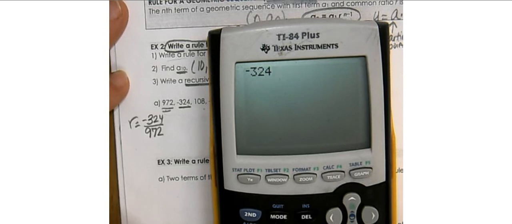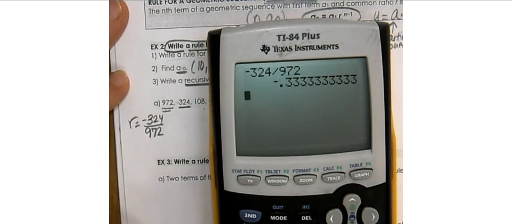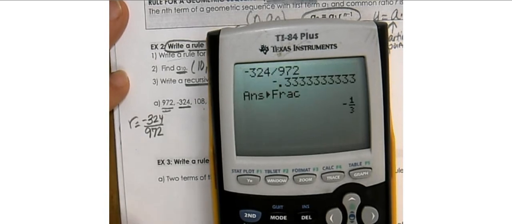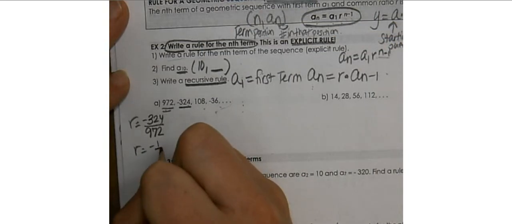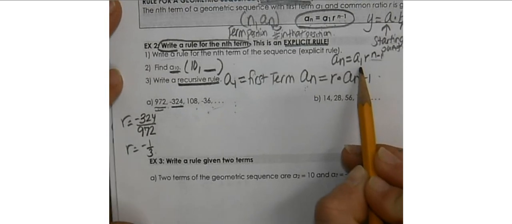So I'm going to go negative 324 divided by 972. I end up with negative 0.3 repeating. And I'm going to go math enter, and I end up with negative 1/3. So my r value is going to be equal to negative 1/3. So now that I know what my r value is, I need to identify what my first term is in order for me to write my rule.